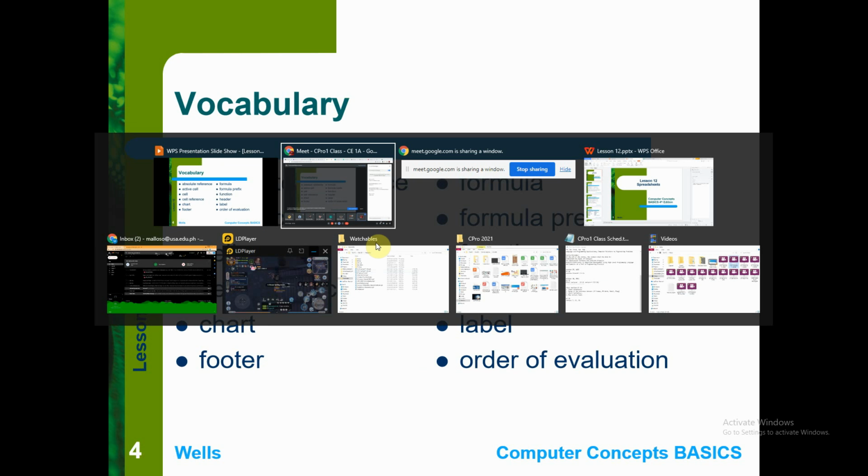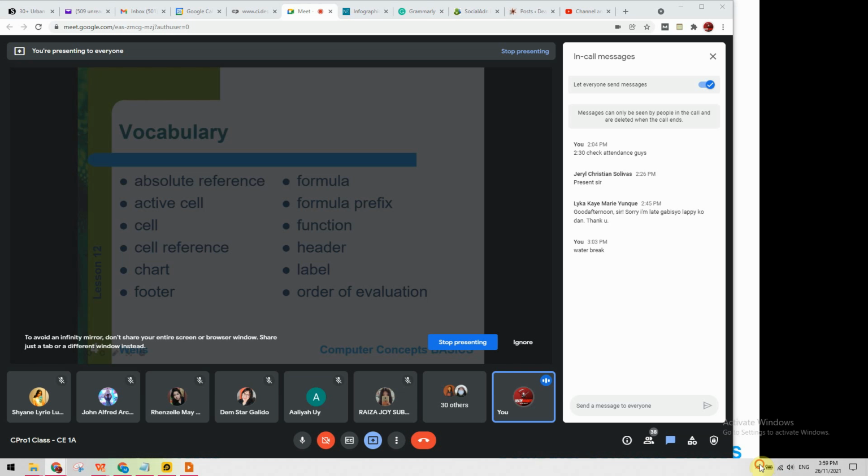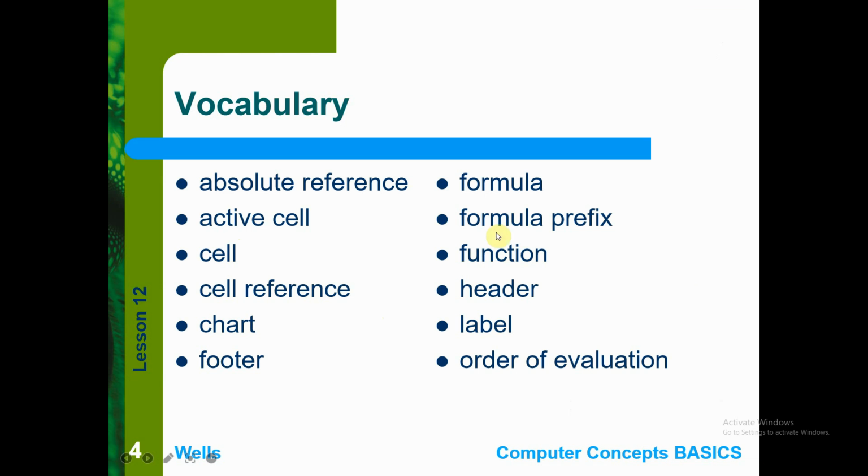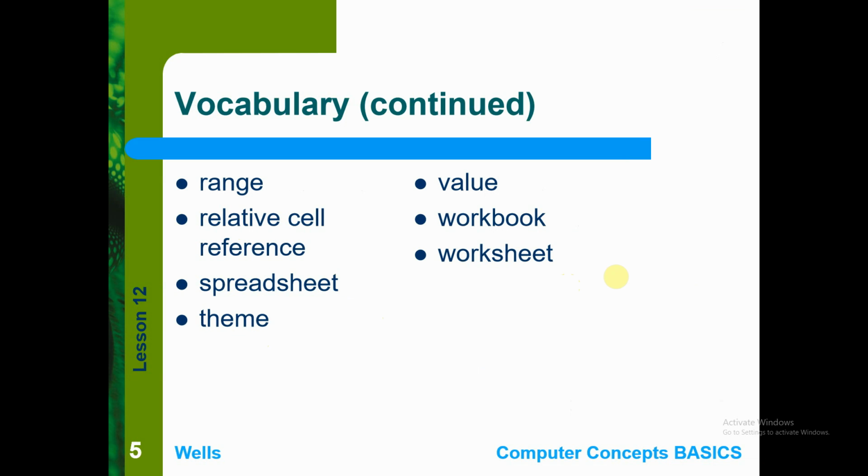So for our vocabulary, we have these terms: absolute reference, active cell. Usually we also have the charts, the formula, functions, the labels, order of evaluation, and range, relative cell reference, the term of spreadsheet naman. And given that there are themes, not only in Word or PowerPoint, but also in spreadsheets, we can use themes, value, workbook, and worksheet.